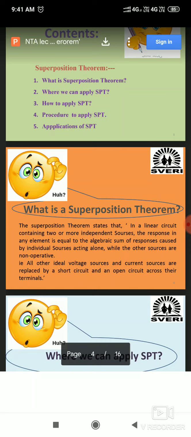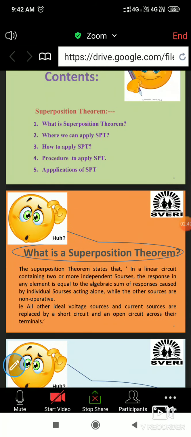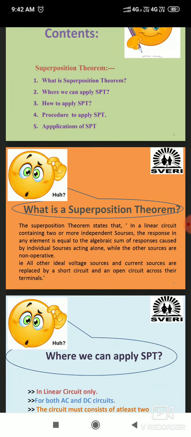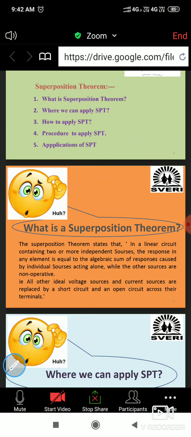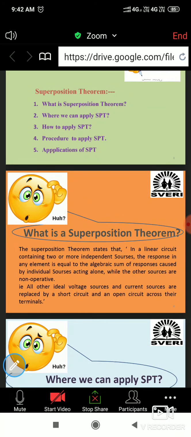Then the third point, how to apply the SPT. SPT is a short form. When we are applying SPT, what we are doing in the problem, how to analyze the problems, that we will cover in the third point. Fourth point, the procedure to apply the SPT, like mesh analysis, nodal analysis. There are always procedures or steps to solve or apply the theorems or methods. And the last point will be applications of SPT. So these 5 points we are going to learn in the superposition theorem. Now, one by one we will see.